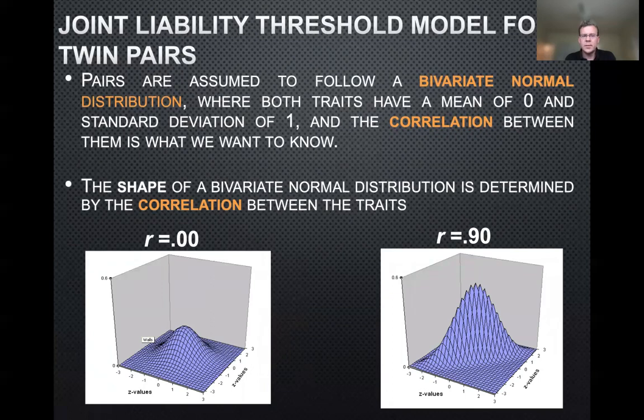So when we start thinking about the liability in a multivariate space, in a bivariate space in this case, the bivariate normal distribution starts to take a different shape depending on the correlation between the two traits. In this case, when the correlation is zero, we see just a mound here. The shape of the distribution looks fairly low and spread out. Whereas if we've got a correlation of 0.9, we see almost a knife edge here. So almost all of the data falls along this one diagonal dimension effectively.